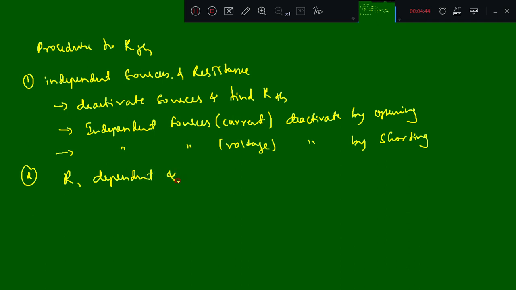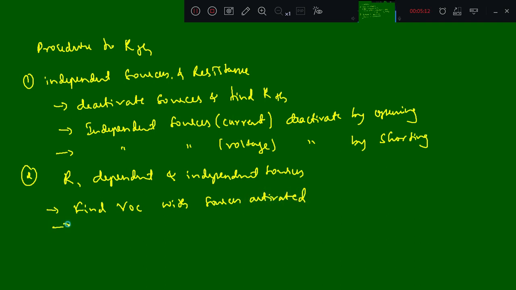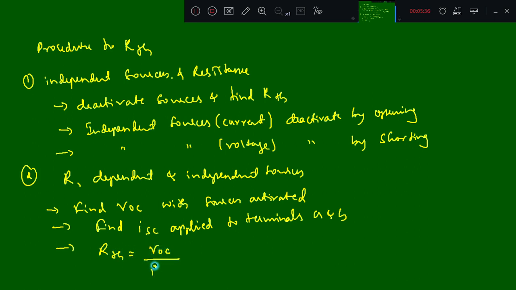Then the second case, if it consists of resistance and dependent and independent sources. First we have to find VOC with sources activated, then find ISC applied to terminals A and B, then find RTH as VOC by ISC. So these are the procedures we need to follow.